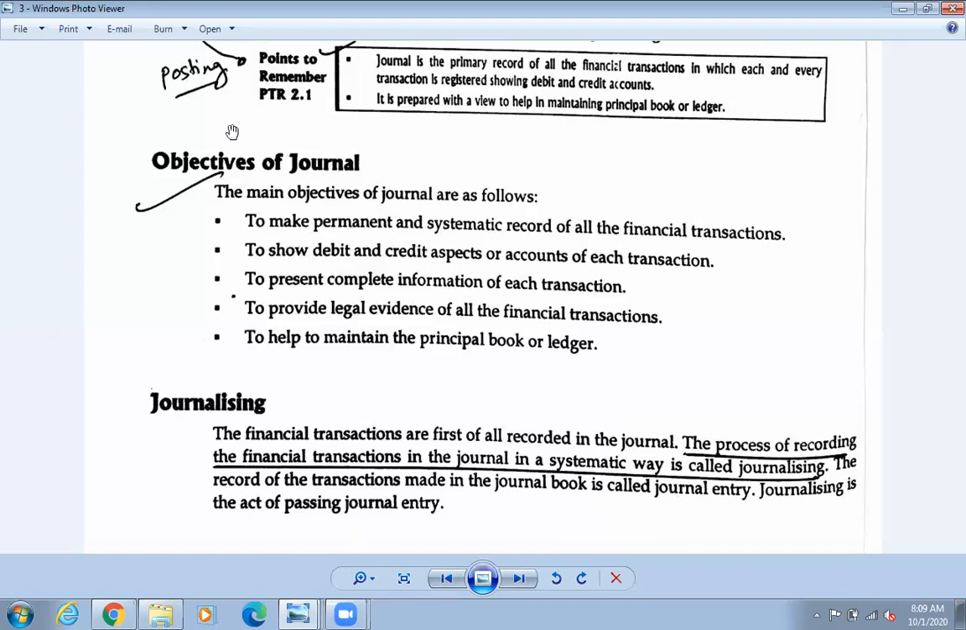So what do you need to write down? What are the objectives of journal? You need to write down this one. Make your own question. Question number 2, what are the objectives of journal? The objectives of journal are as follows. So write down this point, then write down the next question. What is journalizing? The process of recording the financial transaction in the journal in a systematic way is called journalizing.